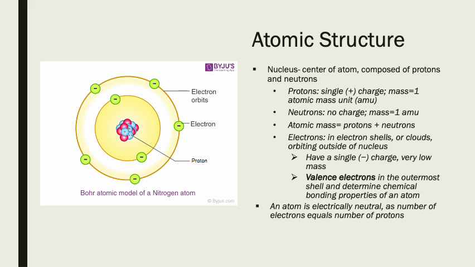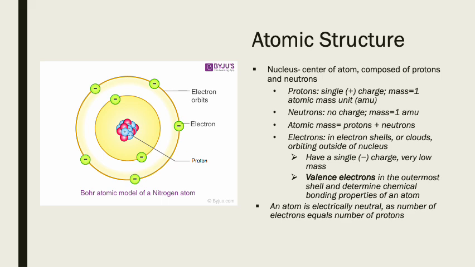Neutrons. Neutrons are also in the nucleus and they have no charge. They're called neutrons because they are neutral. They also have a mass of 1. So if we were trying to figure out the atomic mass of something, we would add up how many protons and neutrons that element has, and that would give us the atomic mass, because each proton and each neutron are worth 1 atomic mass unit. So if we had an element that had 5 protons and 5 neutrons, that element would have a mass of 10.